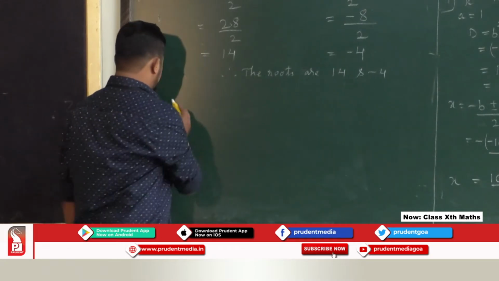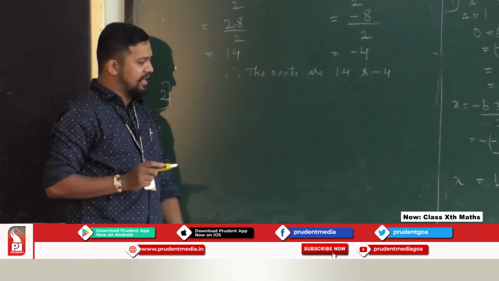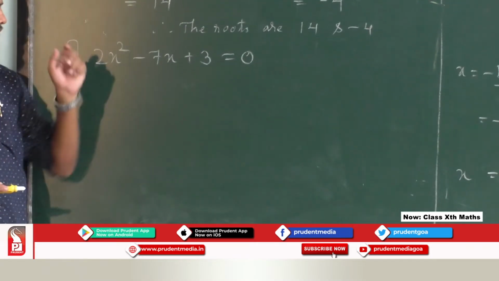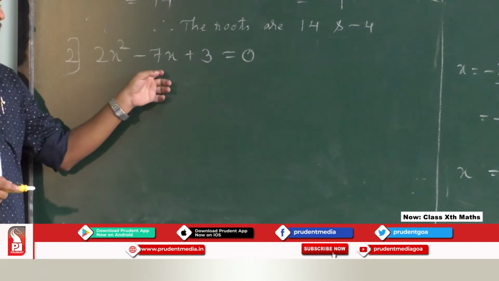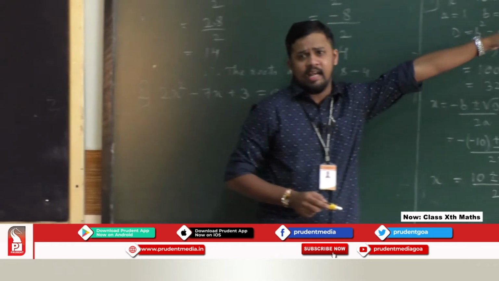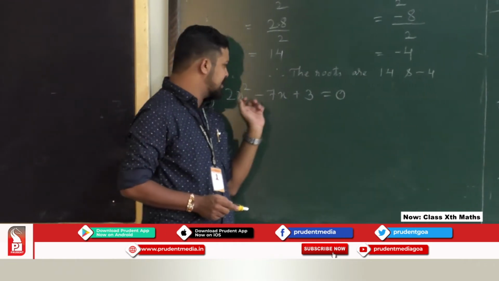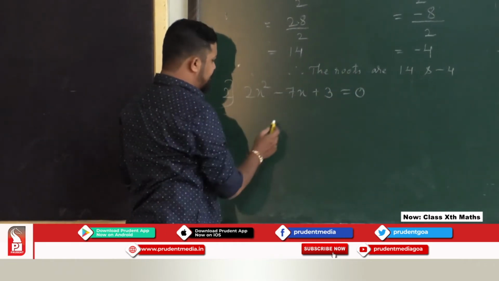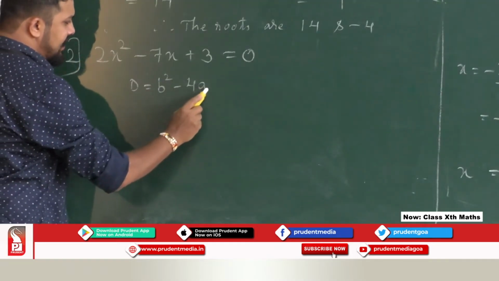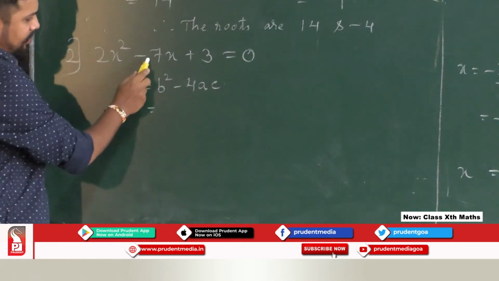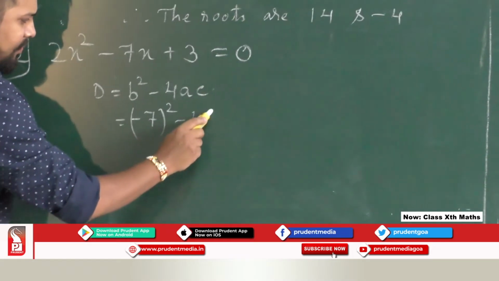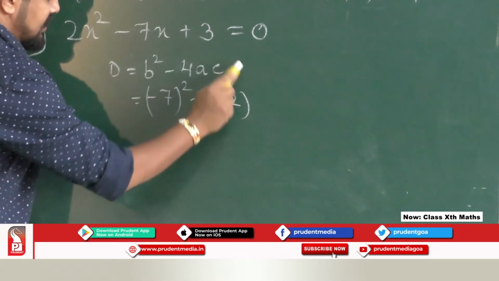I will do one more problem for you, so you will be more familiar there. I will take the second problem. If you tell me what is A, B and C: A is 2, yes correct, B is negative 7, C is 3. It is not necessary to write this A, B, C; you can just find out what is A, B and C. Directly I use the formula now. D is equal to B square minus 4AC. So what is B now? B is negative 7, minus 4, A is 2, C is 3.